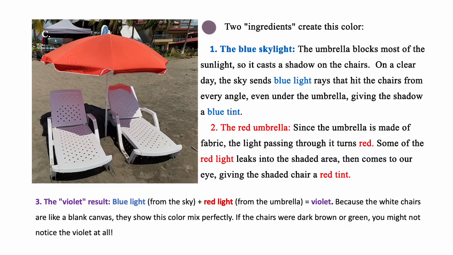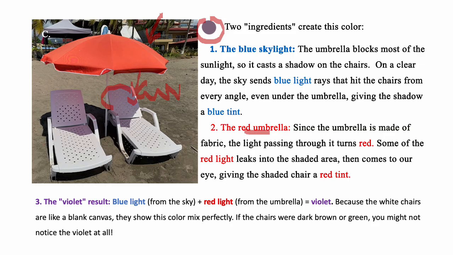The color of this shadow is a blue-violet, and I isolated the color here. And why is that? Well, the umbrella blocks the sunlight, so it casts a shadow onto the chairs, but the blue skylight sends blue light rays everywhere, even underneath the umbrella. In addition, the red umbrella is made of fabric, so it lets light through, and that light turns red when it passes through the umbrella.